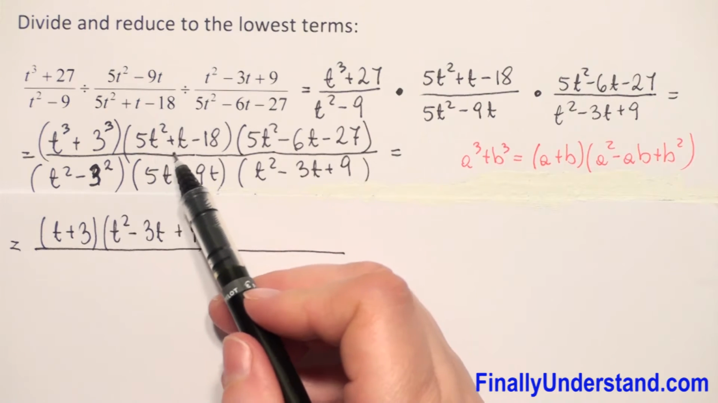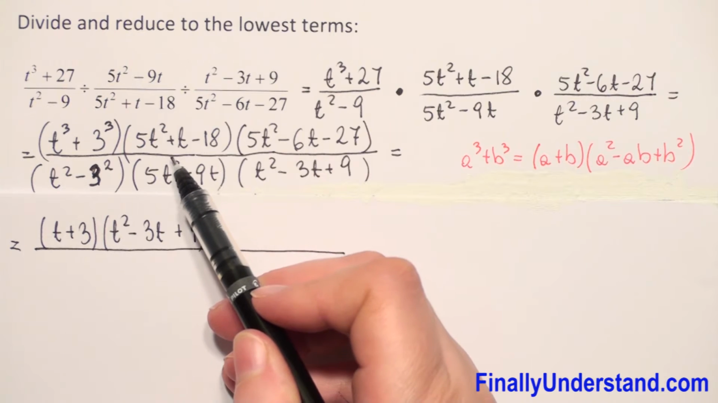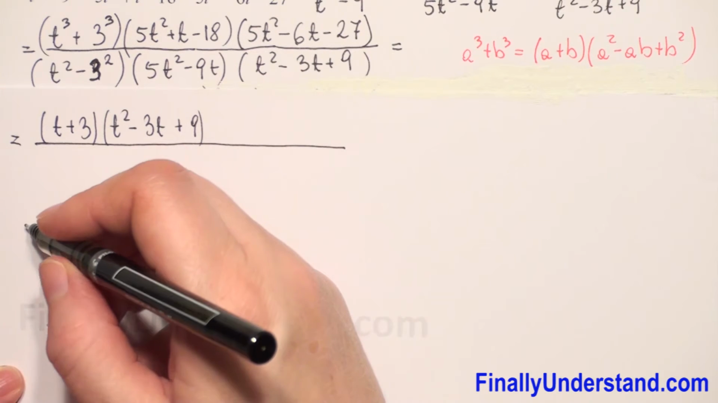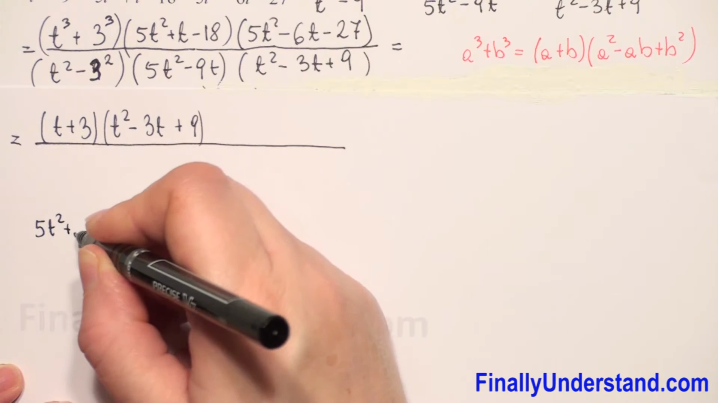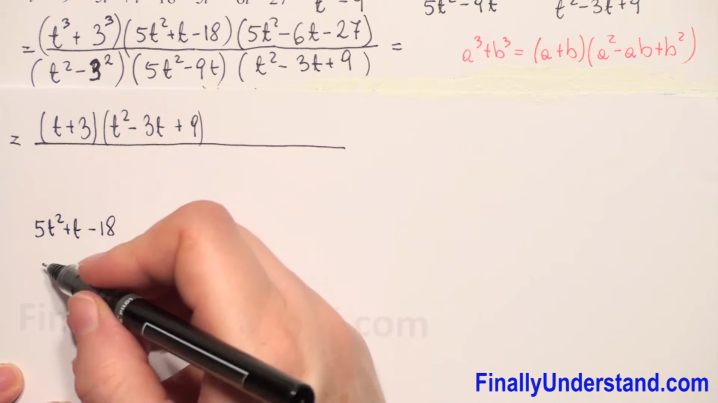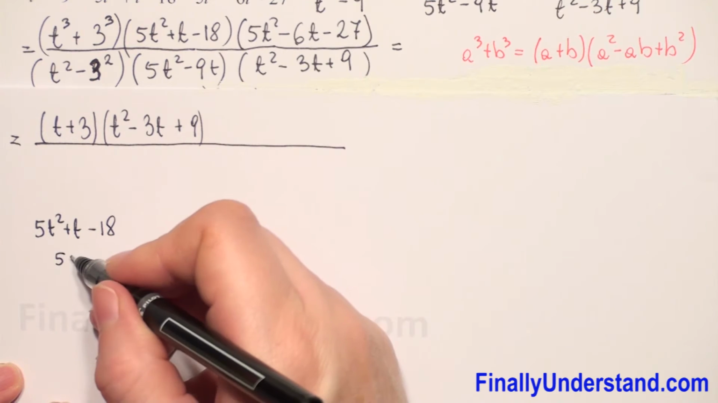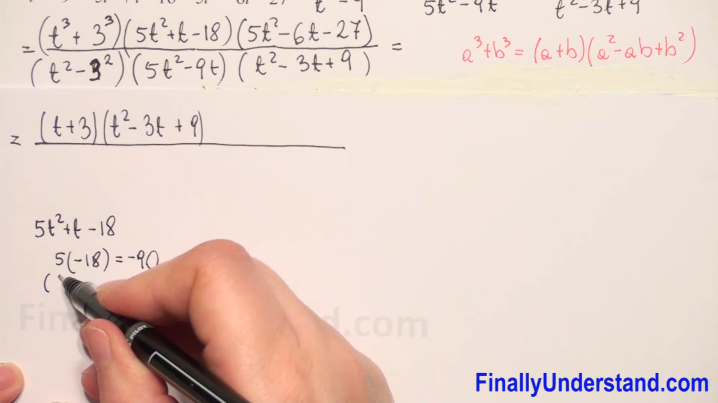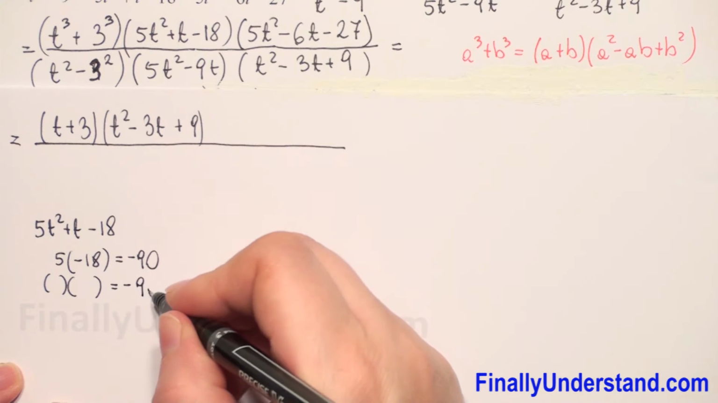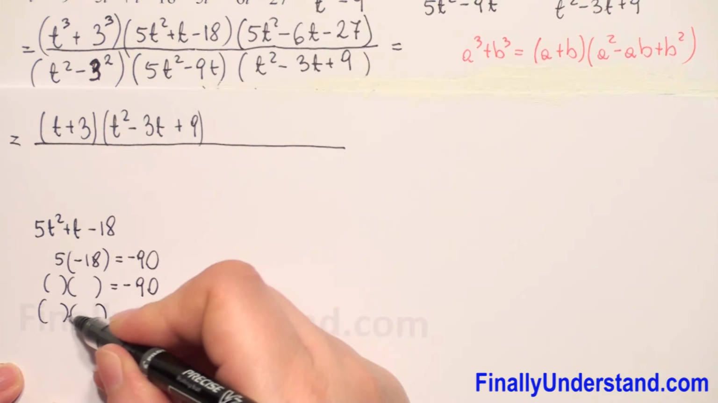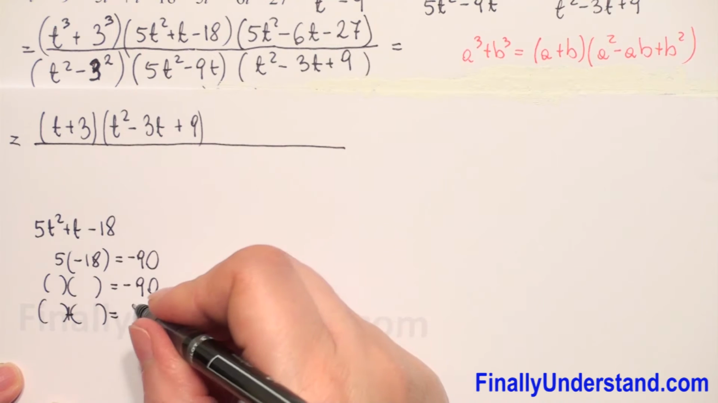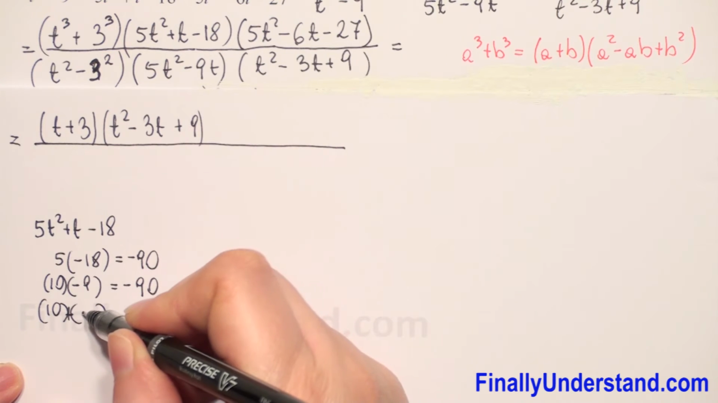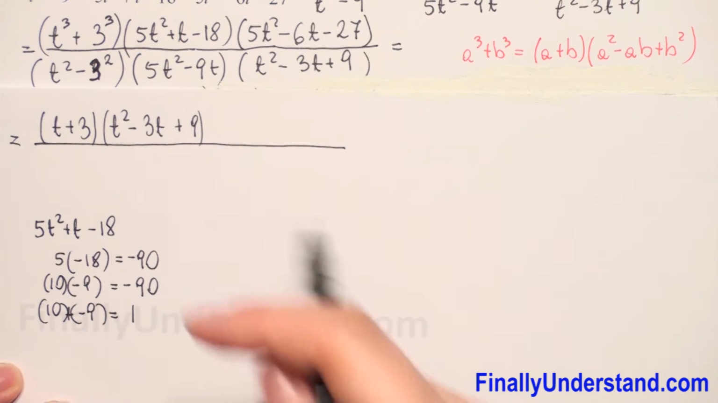And next we have a quadratic trinomial, so we can try to factorize by using the grouping method. Let me copy this trinomial: 5t squared plus t minus 18. We have to multiply the coefficient before t squared times the constant 18. This is equal to negative 90. So we have to find two numbers which multiply to negative 90, and when we add these two numbers we get the coefficient before t, which is 1. So it will be 10 and negative 9. 10 times negative 9 is negative 90, and 10 plus negative 9 is 1.